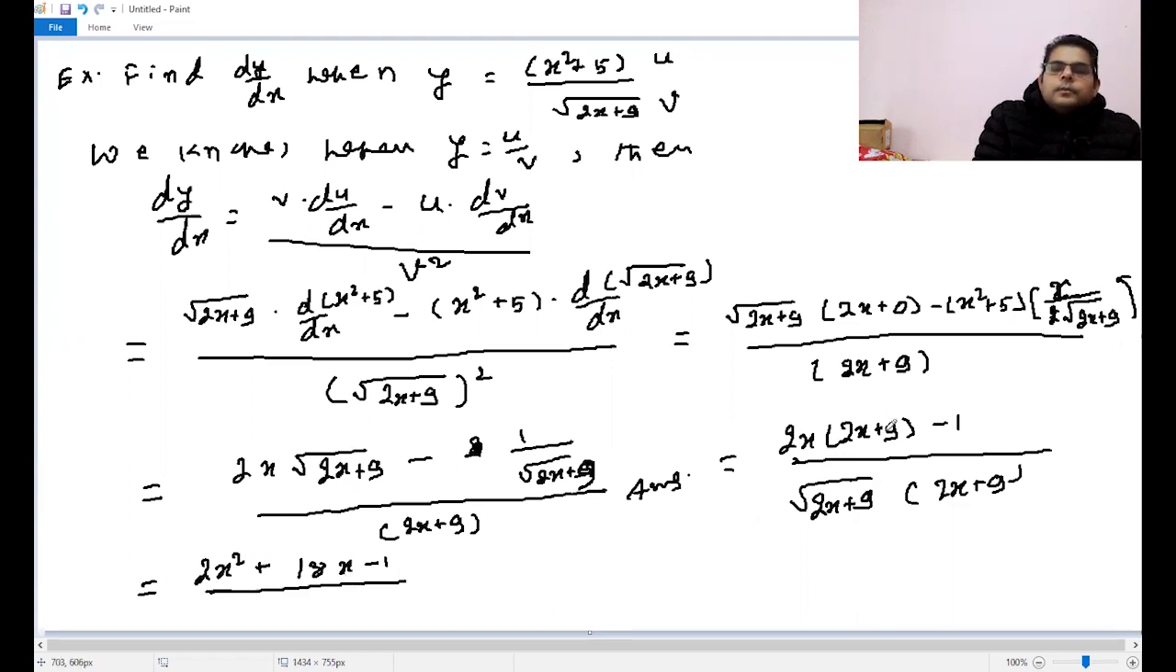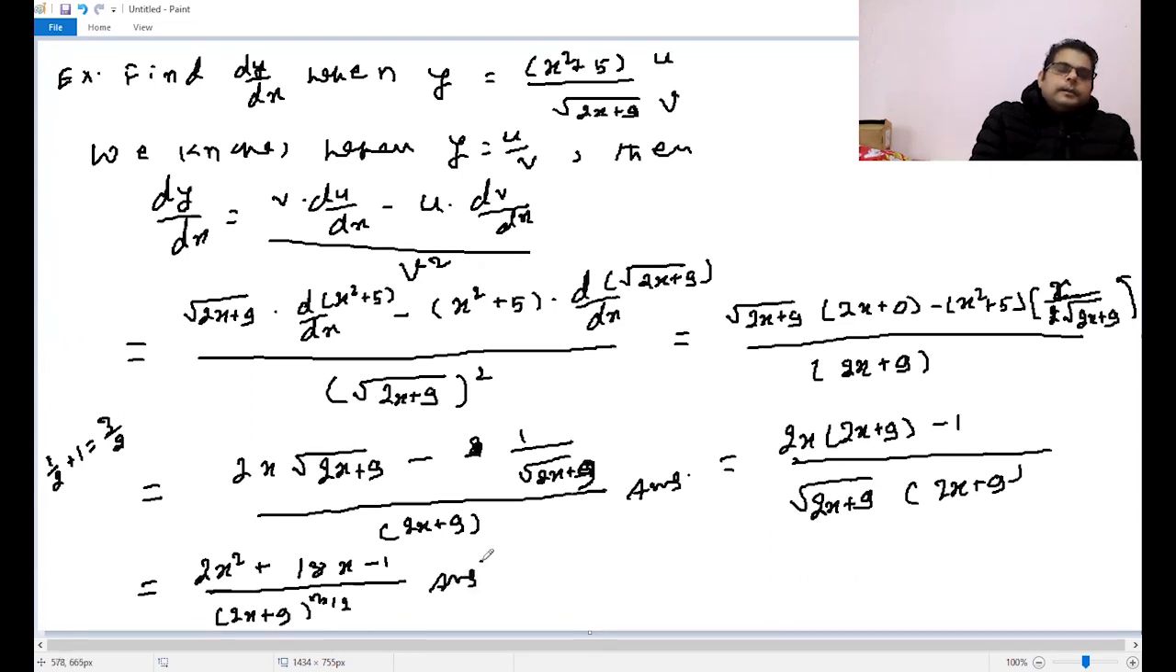All right, so we have multiplied this, and in the denominator we have 2x plus 9, and you can see here this is 2x plus 9 and this is under the root 2x plus 9. So one power will be added. So this is 1 by 2 and the other power is 1. So it's going to be 3 by 2. So you can write here this power is 3 by 2 and this is the answer.